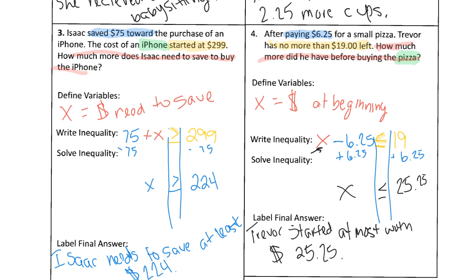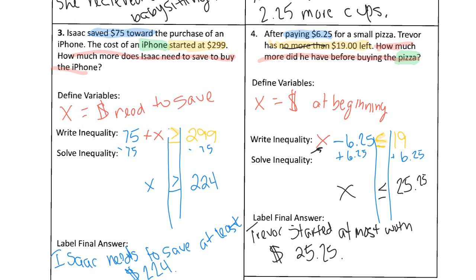Then paying means that we subtract $6.25. And then he can have no more than means less than or equal to $19. So after you solve, you get x is less than or equal to 25.25. So he started with at most $25.25. Okay, so he never had more than $25.25 in his pocket. Most likely he probably had $25 in his pocket, but we don't know that.